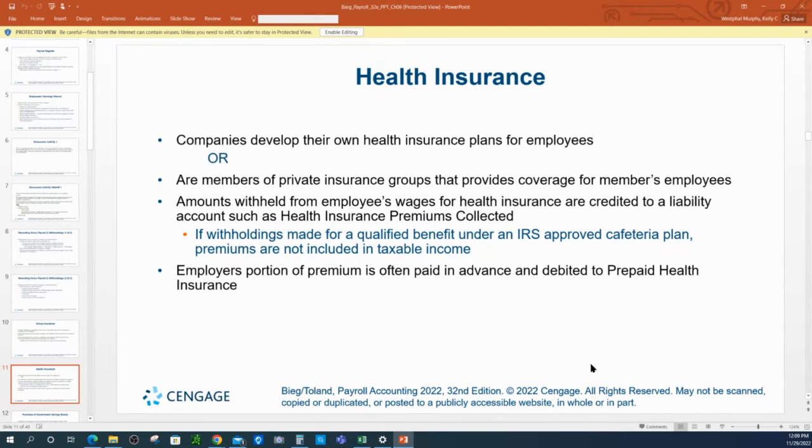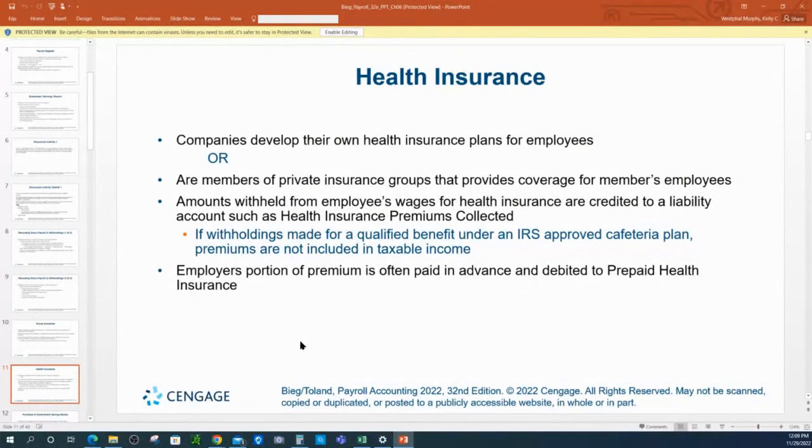This is just the employee portion though. The employer portion would be a separate journal entry. It would be a completely separate journal entry. Oftentimes what happens is that employers will pay at the beginning of the month for the health insurance. They'll pay all of it, the entire premium, and then as employees are paid, amounts will be withheld from their paycheck in order to pay the employee's share for the amounts that have already been paid by the employer.